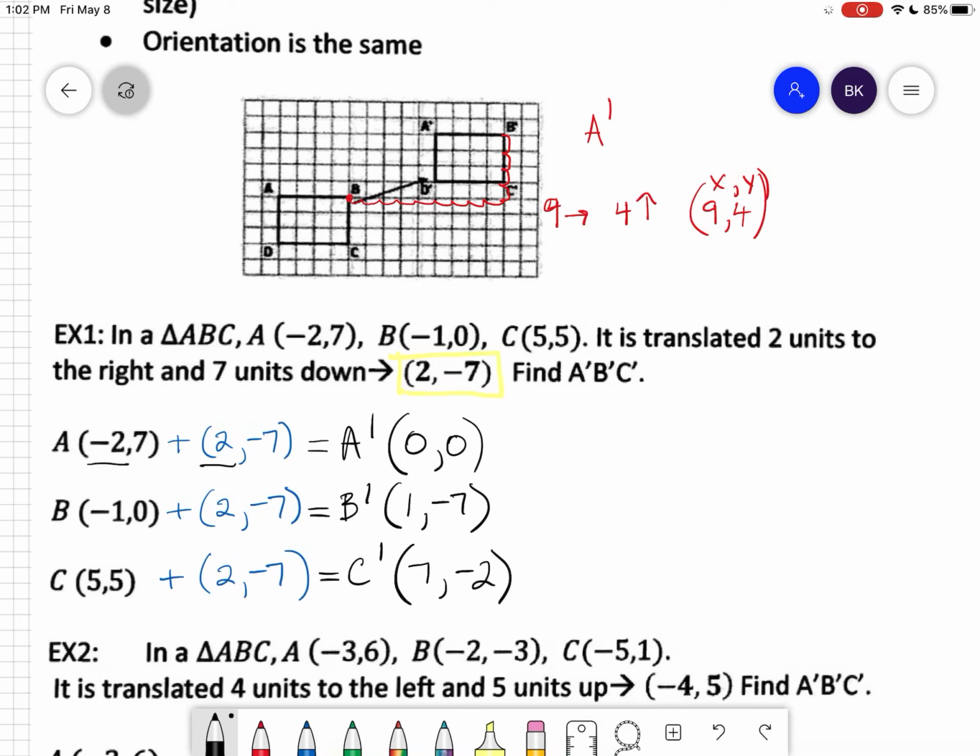Okay? If you're not sure if you did it correctly, you can always plot the original ordered pairs and then plot the translated ordered pairs and see if they translated 2 units up and 7 units down.